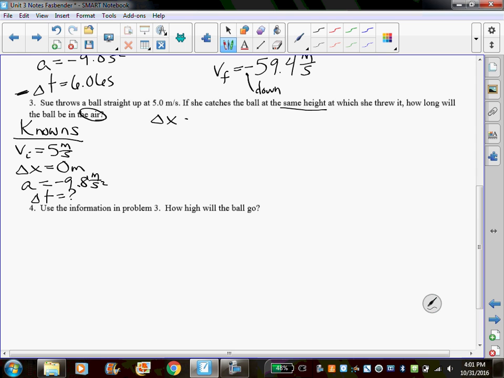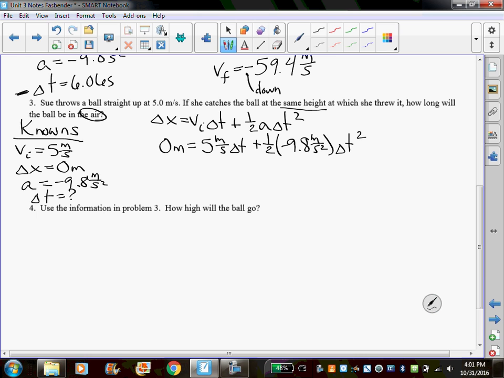Now these are the same 4 knowns that we had up in problem 1, so let's do what we did in problem 1 and use delta x equals vi delta t plus 1/2 a delta t squared. So we end up getting that 0 meters is equal to 5 meters per second times delta t plus 1/2 times negative 9.8 meters per second squared delta t squared. Now, for those of you who are big math fans, you might be saying to yourself, ooh, this looks like a quadratic equation. And you could certainly set this up like a quadratic and solve it.